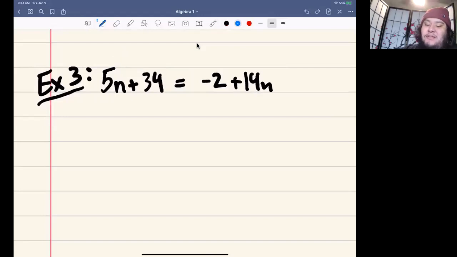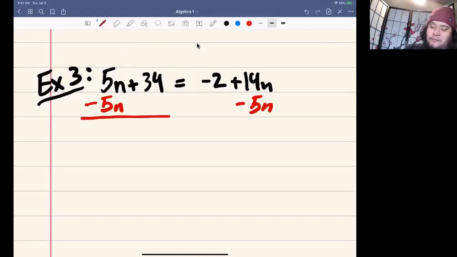So we're going to get rid of this 5n. Because it's positive, we're going to just take it away. We're going to do the opposite of positive, which is negative. So we're going to do negative 5n to both sides. Right? All right. That's going to make this go away. That's going to become 0. And this is going to come down. So we're going to get 34. The equal sign is going to come down, is equal to.